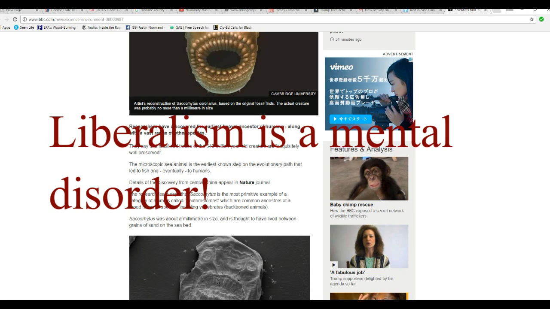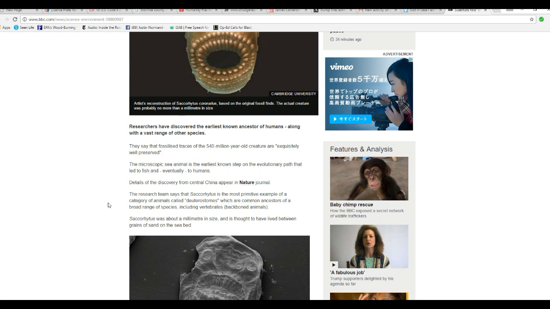A research team says that Saccorhytus, that's not going to happen. This is the most primitive example of a category of animals called deuterostomes, which are common ancestors of a broad range of species, including vertebrates or backboned animals. It was about a millimeter in length and size, and is thought to have lived between grains of sand on the seabed.